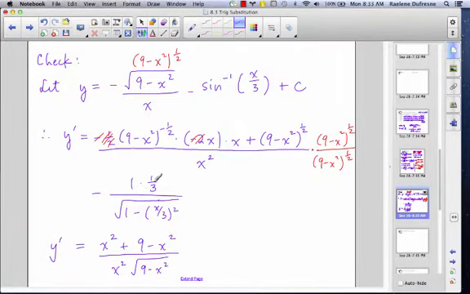And here we get minus 1/3 times the square root of 1 minus x squared over 9. So inside here I'm going to make this 9 over 9, and I'm going to get 9 minus x squared all over 9 under the square root. So then the 9 comes out in the denominator as 3, and 3 divided by 3 reduces. So here we get 1 over the square root of 9 minus x squared.